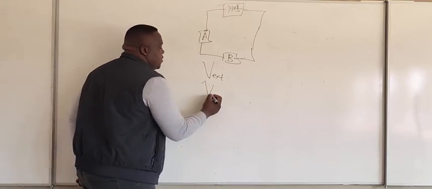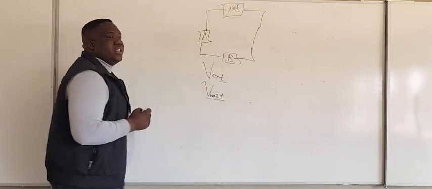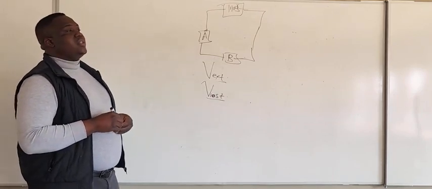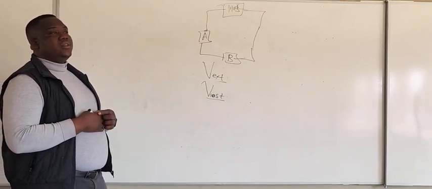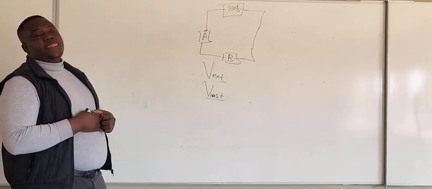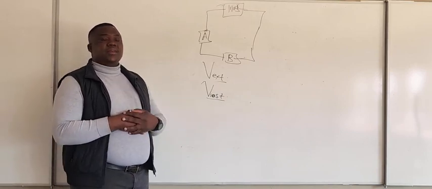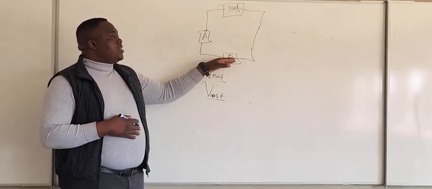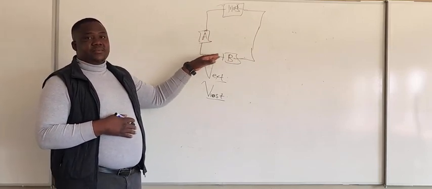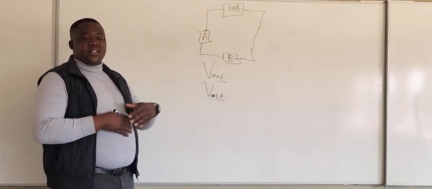Then V loss is the voltage that is lost. V loss is the voltage that is lost. I hope you are understanding. I want to do something here. You can see that the current is high here, right? You can see that the current is high.